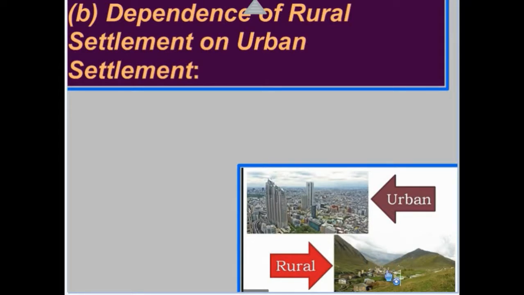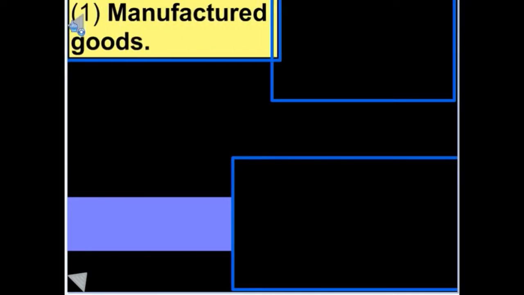So let's go further to see how rural settlement depend on urban settlement for proper coexistence. Here, they depend on manufactured goods from urban settlements.